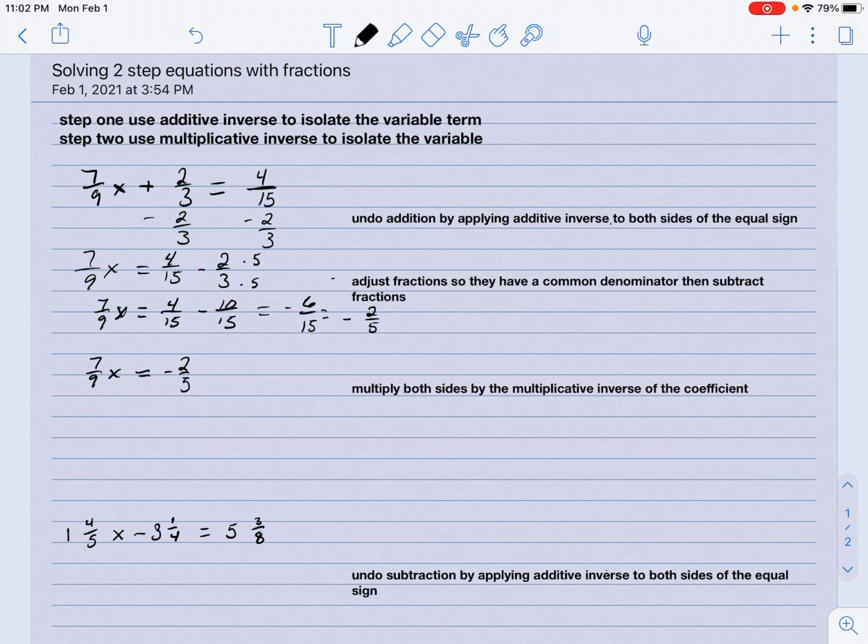Okay, so now our last step. This is all the first step right here. This is just adding the additive inverse of the fraction to both sides. Now the last step is to multiply both sides by the multiplicative inverse of the coefficient. The coefficient is the number or the fraction in front of the variable, and the multiplicative inverse of a fraction is just it flipped. So we're going to multiply both sides by 9/7.